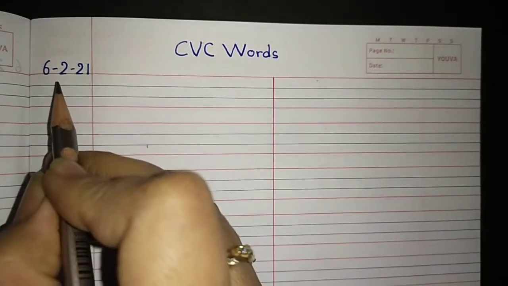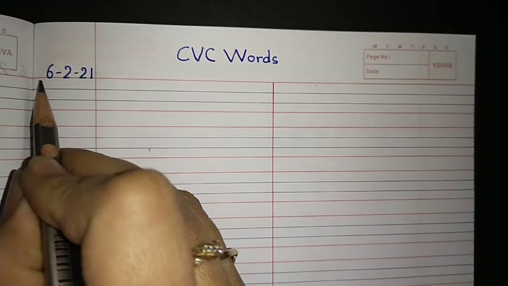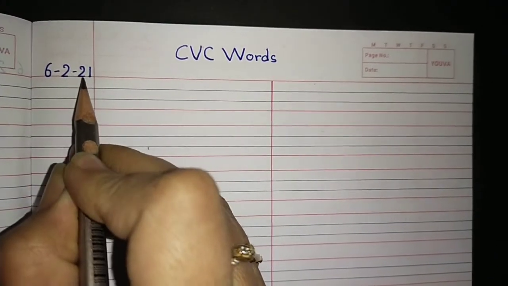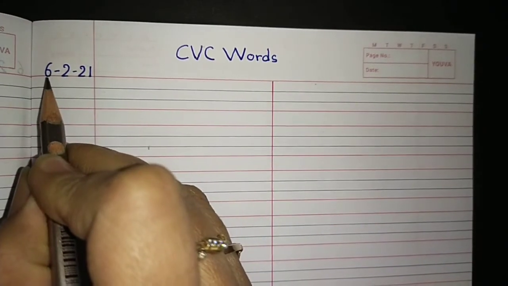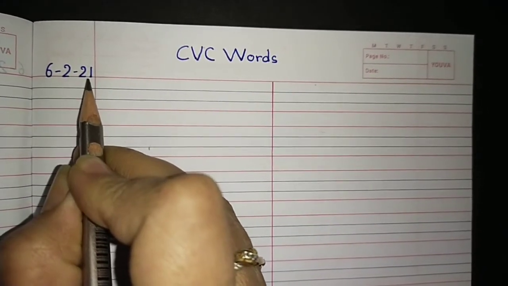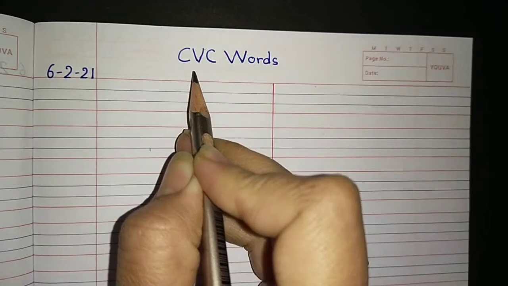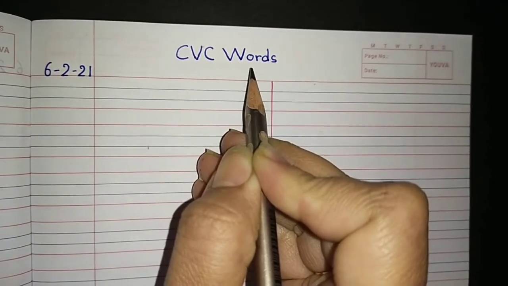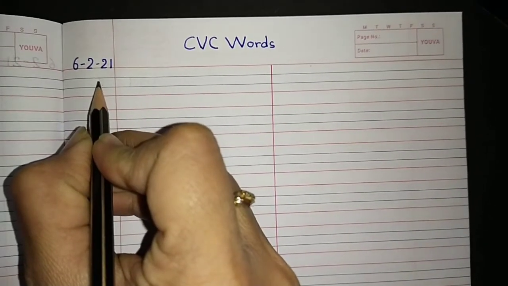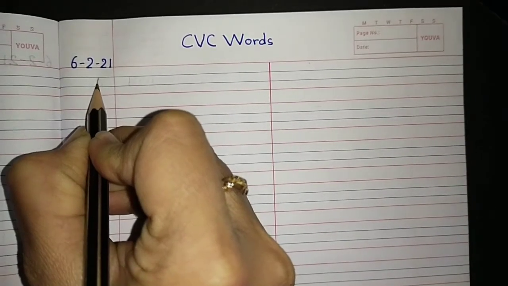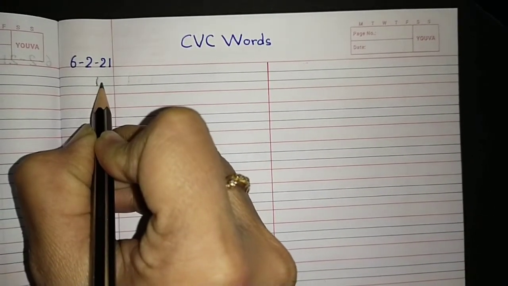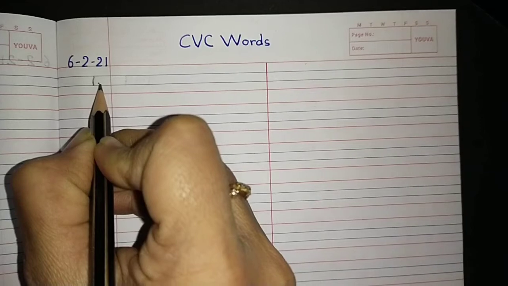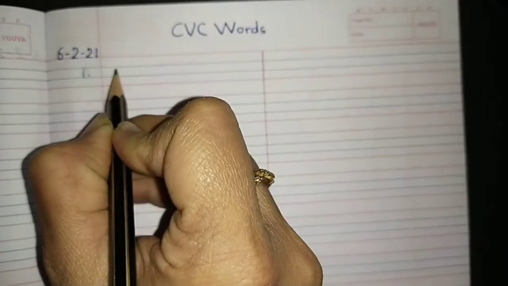Kids, first we will write today's date, 6-2-21, 6th February 2021. CVC words. Kids, first we will write red, RED, red.